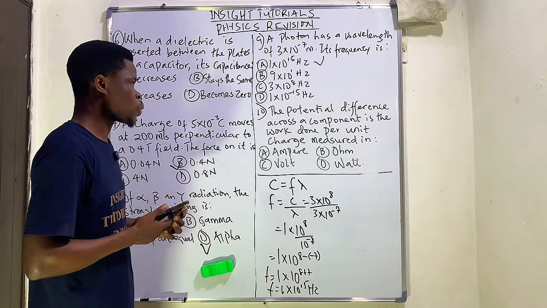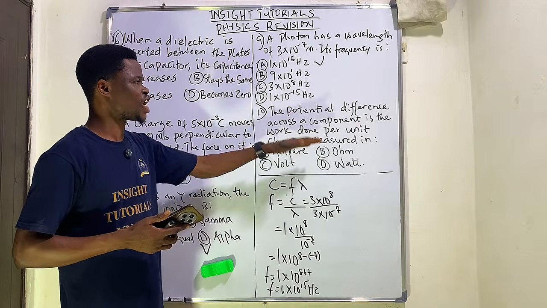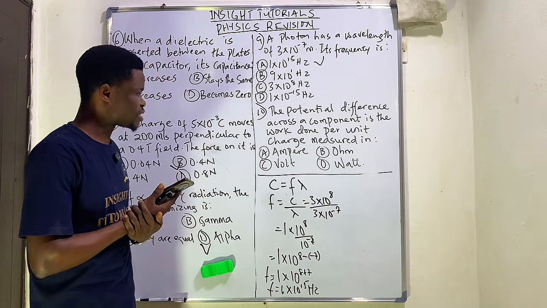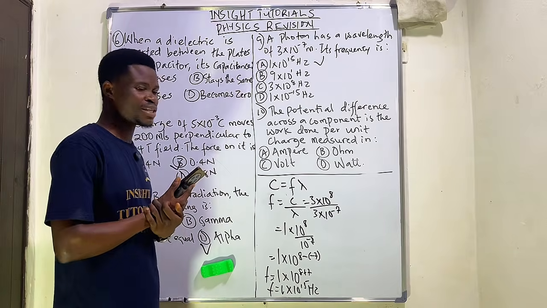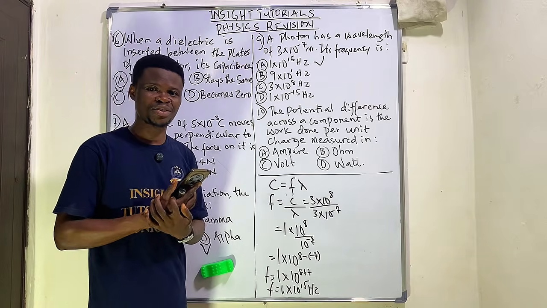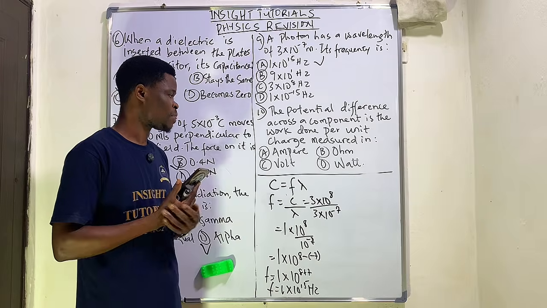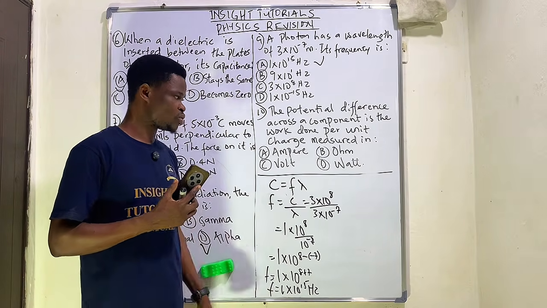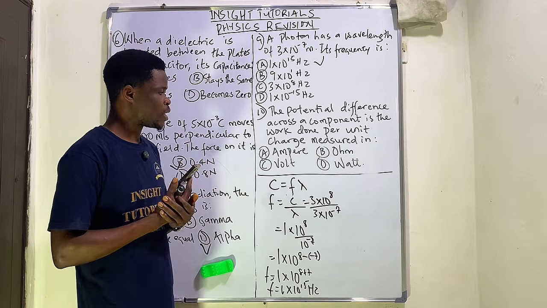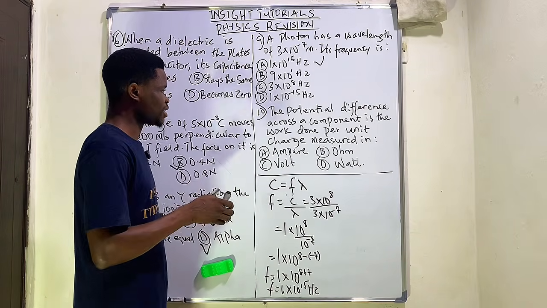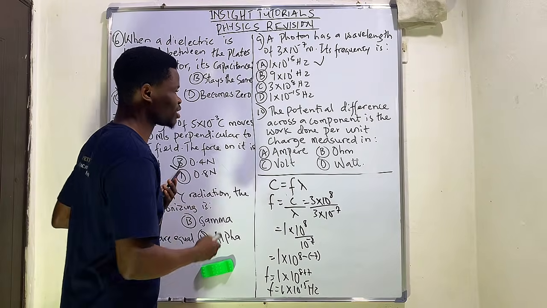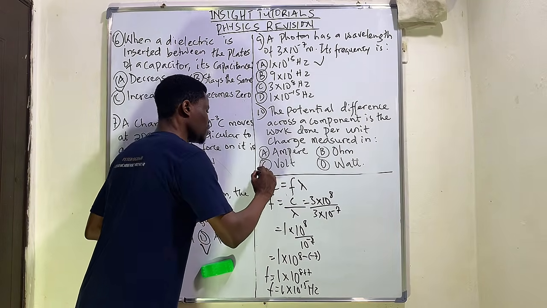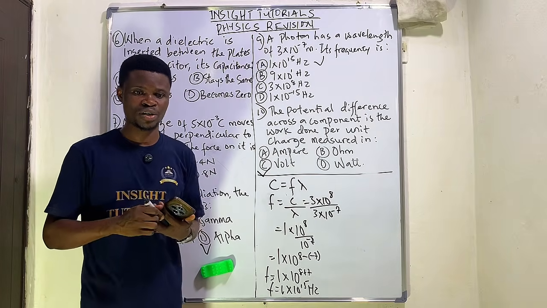Let's go to question 10. The potential difference across a component is the work done per unit charge measured in: A says ampere, B says ohm, C says volt, and D says watt. This is a very simple question, and I believe you've gotten it right even before I answer. Ampere is the unit for current. Watt is the SI unit for power. Ohm is the SI unit for resistance. The SI unit for potential difference, the work done per unit charge, is the volt. So option C is the correct answer.